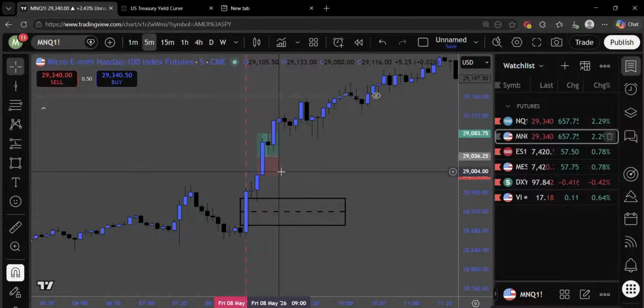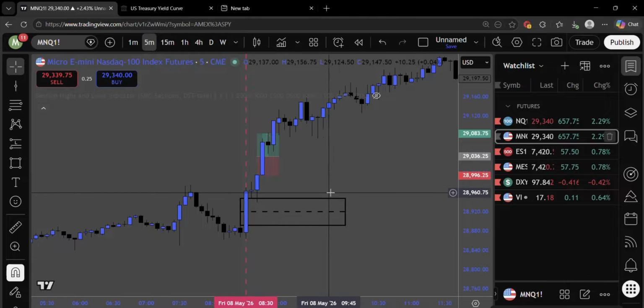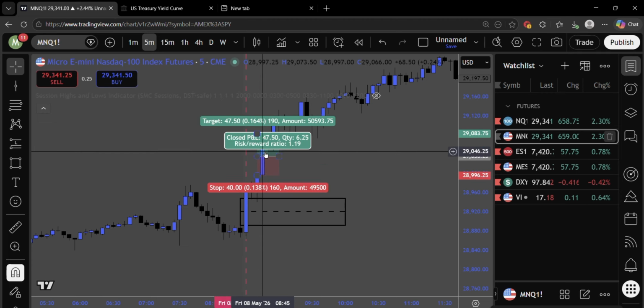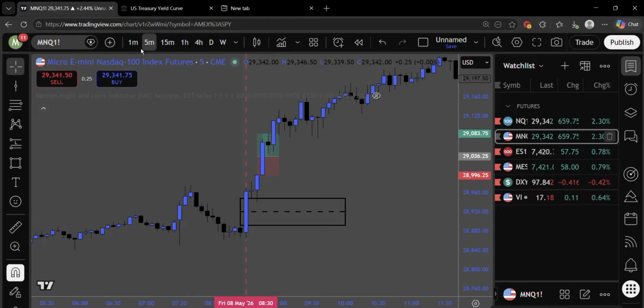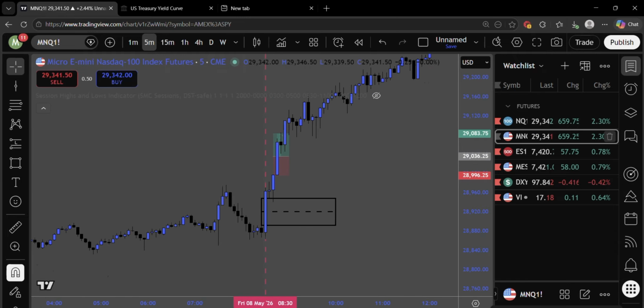I kind of wanted us to be. I was a little bit shaky because MES was hanging down a little bit lower, but I came in about right about here. Once I seen we're kind of rallying a little bit, especially on the 1 minute, I came in right about here. I just took the 1-to-1.